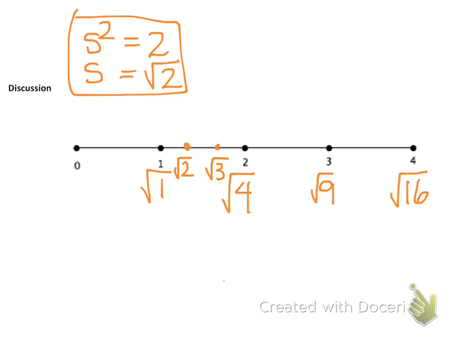Okay, now we're going to place the square root of 5, square root of 6, square root of 7, and the square root of 8 on that number line. And you do have this in your notes, so I'd encourage you to be writing this in your notes as we go along. So think about where those numbers would end up on the number line.